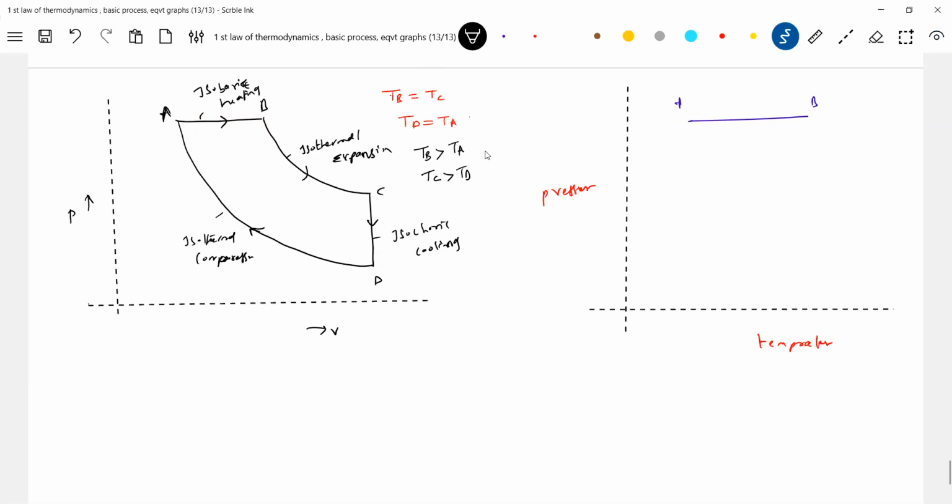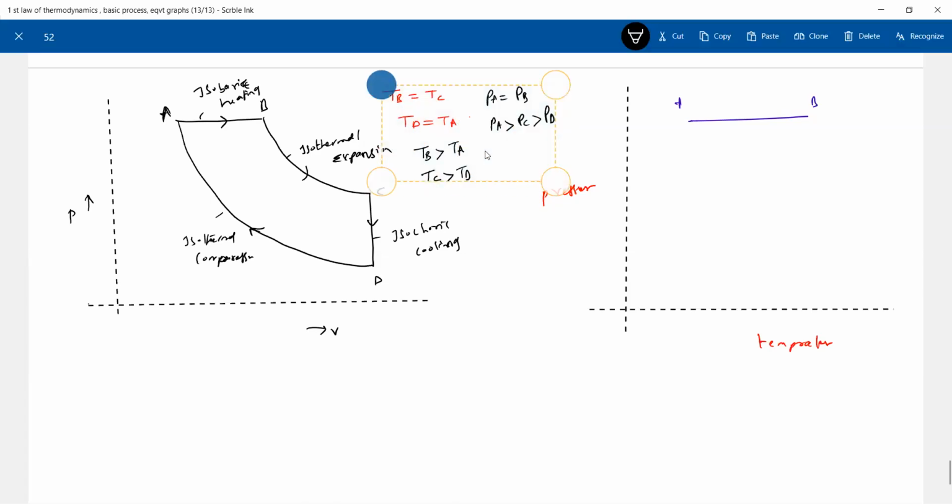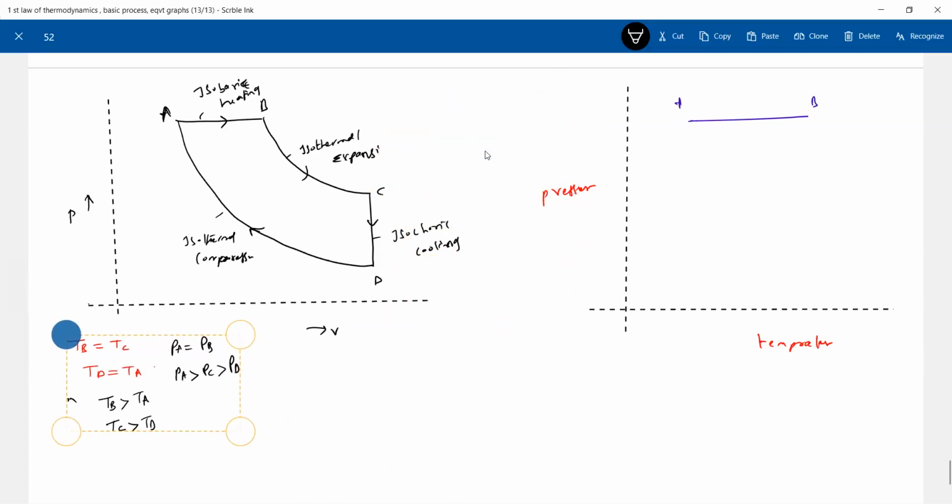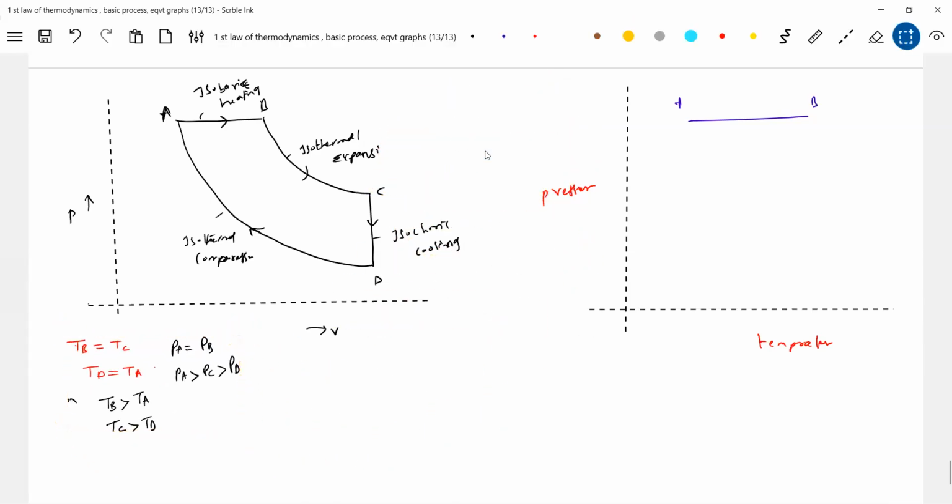And what about the pressure? PA equal to PB, PA greater than PC greater than PD. What about the volumes? I think all this data is there, no? Let me shift it down. Okay, all this information is there regarding that particular graph.